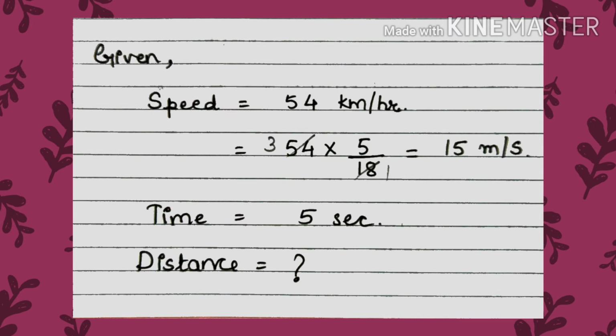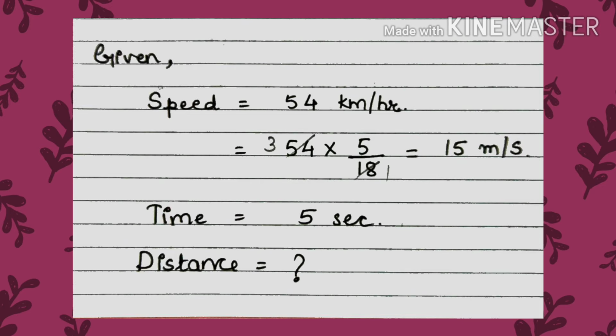So first of all, what we will do is convert kilometer per hour to meter per second. How will we convert? There is one trick. By using that, you can directly convert kilometer per hour to meter per second. Just multiply the given quantity. Here 54 is given. Multiply 54 by 5 by 18. So what you will get is 15 meter per second. So the speed we get is 15 meter per second.